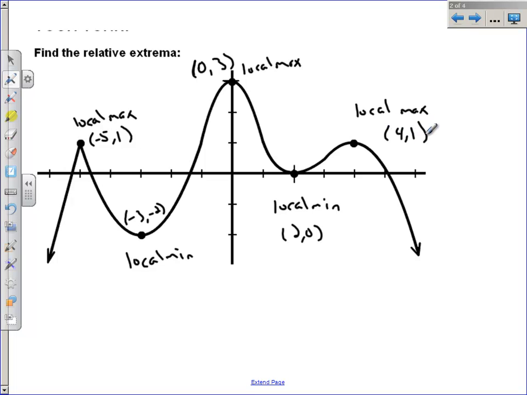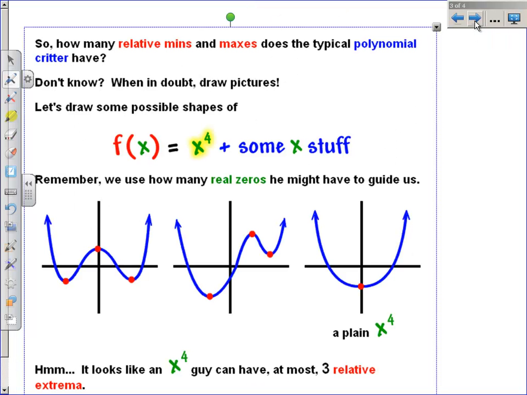So hopefully that's fairly easy. Extrema means maxes or mins, or does the graph turn somewhere. I just did something with my hand, and you didn't even see it. It's like radio.